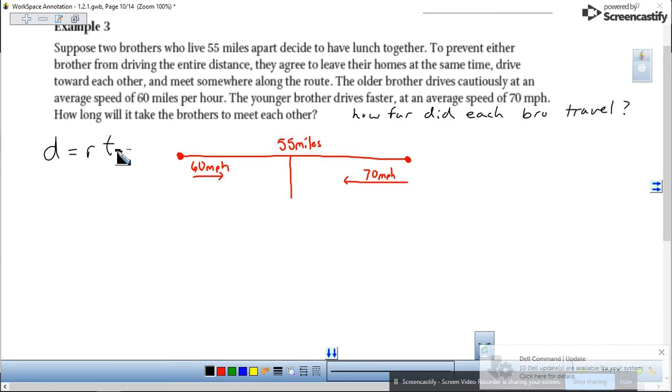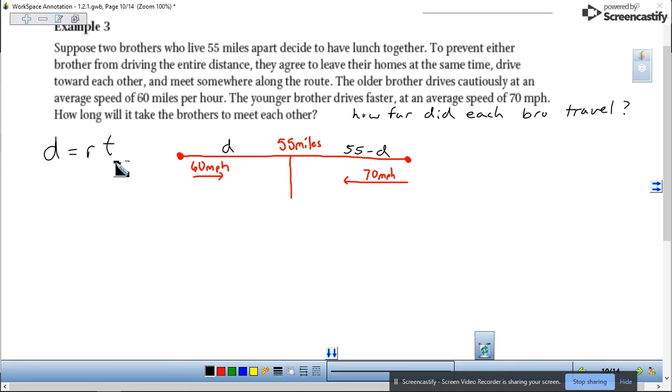All right, now, let's go ahead and talk about what we know. They live 55 miles apart. I've already drawn a little picture here. Okay, they're going to meet somewhere in the middle. We're not sure. We got a distance that this brother travels, and actually we have a distance here of 55 minus D. If that guy travels a certain distance, this guy's going to travel the rest of that distance, so 55 minus the other brother's distance. And we also know how fast they are traveling. Okay, one brother's going 60, the other brother's going 70.